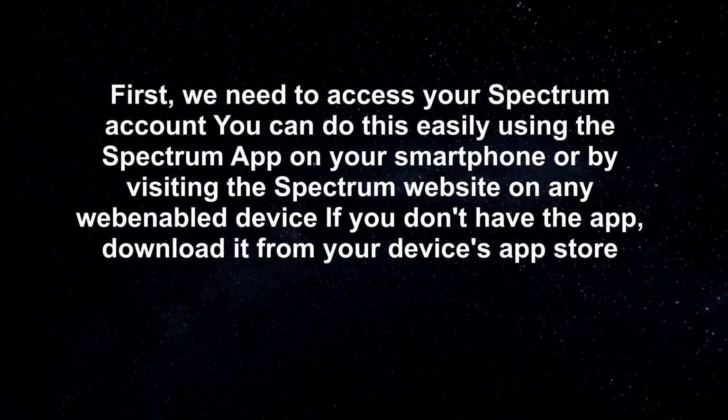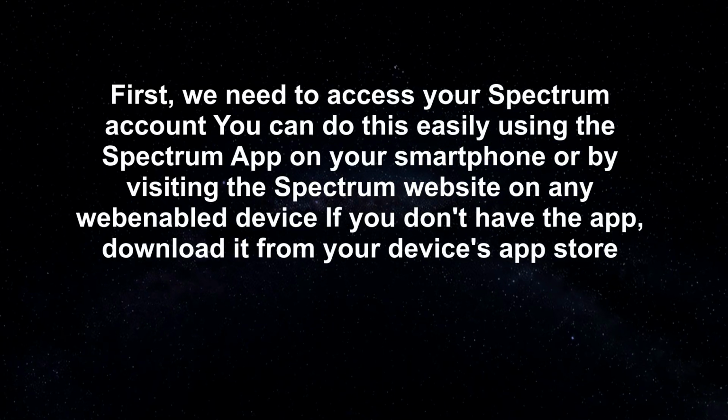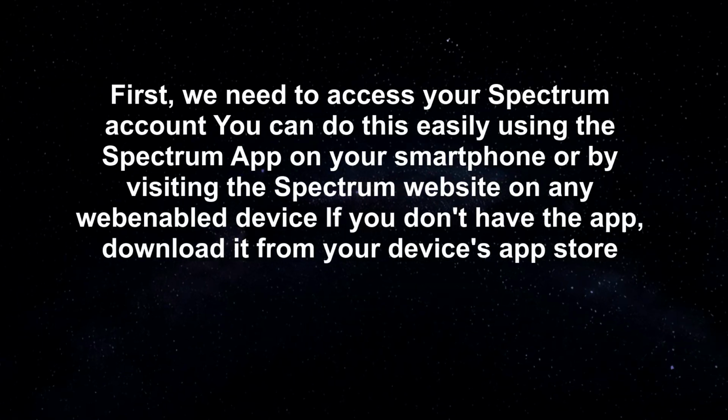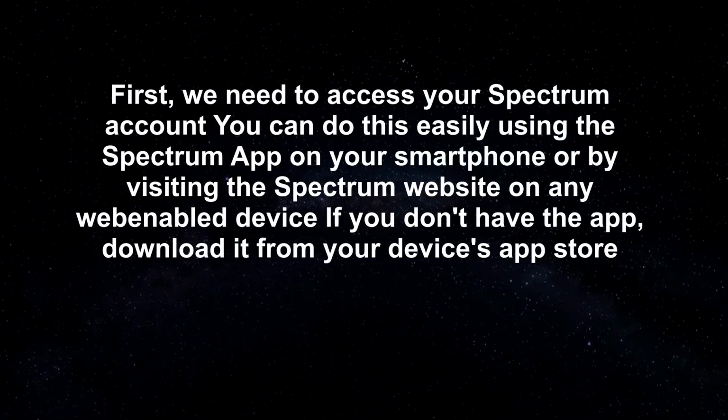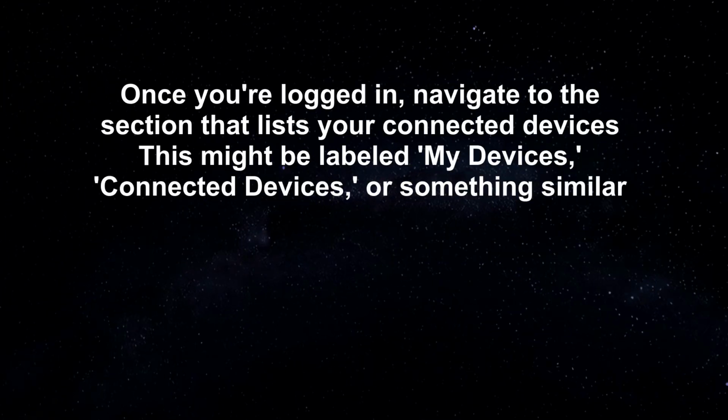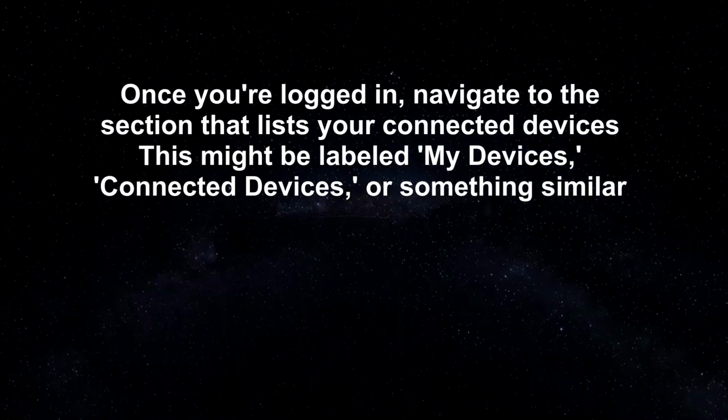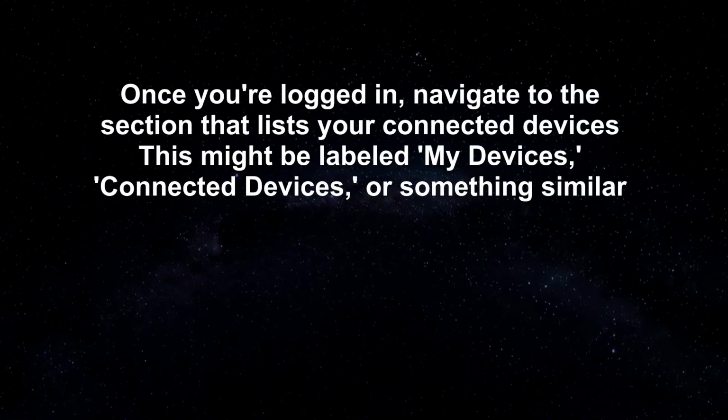You can do this easily using the Spectrum app on your smartphone or by visiting the Spectrum website on any web-enabled device. If you don't have the app, download it from your device's app store. Once you're logged in, navigate to the section that lists your connected devices.